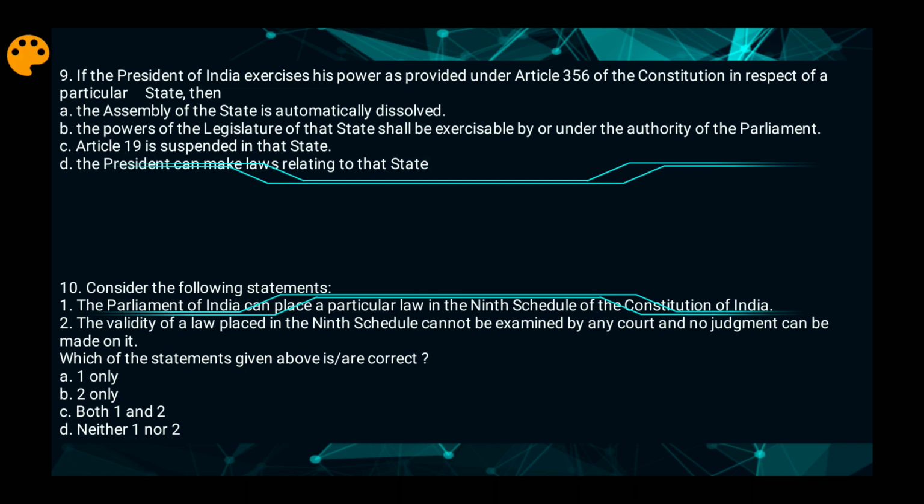Ninth question: if the President of India exercises his power provided under Article 356 of the Indian Constitution in respect of a particular state, then... this is a simple question. Article 356 is the presidential rule. In presidential rule, the state assembly will not be working. The Parliament of India will be working. All the powers of the legislature of the state shall be exercised by the Parliament of India. So option 2 will be the right answer for this question.